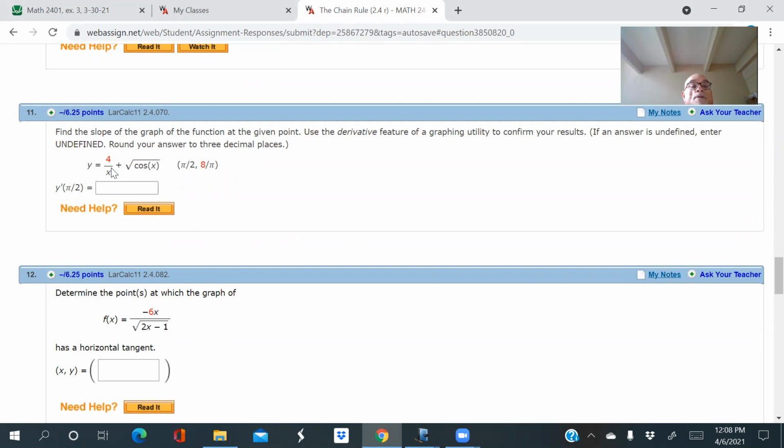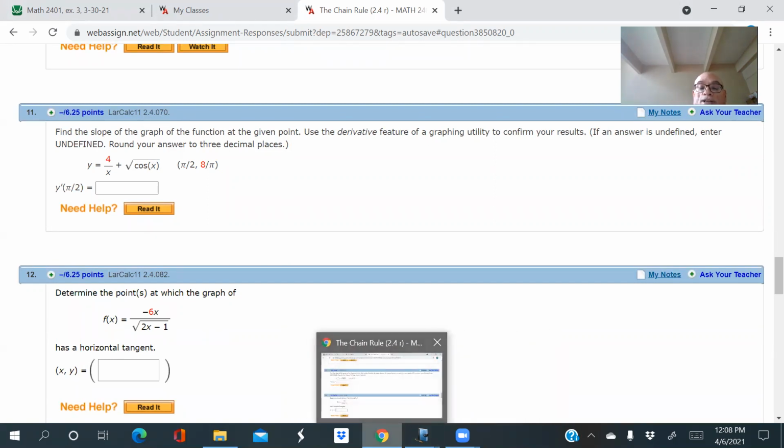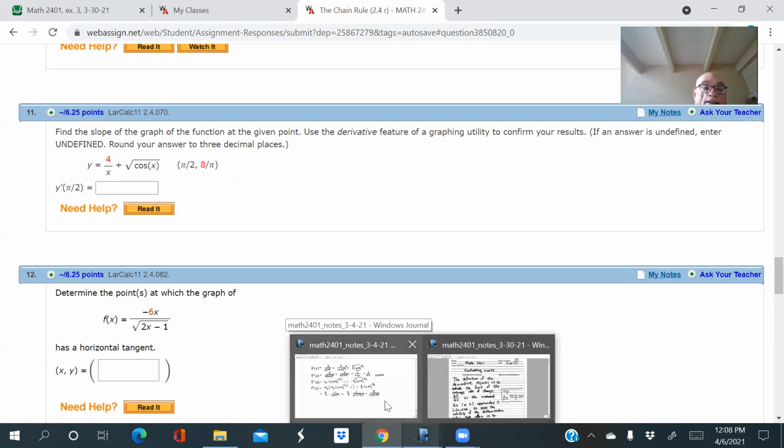We just have to find the derivative of 4x over the square root of cosine x. So that's a very unusual function. Probably in practice, you wouldn't encounter a function like that one, but it was created so that you can get practice with differentiation, and in this case, with the chain rule.